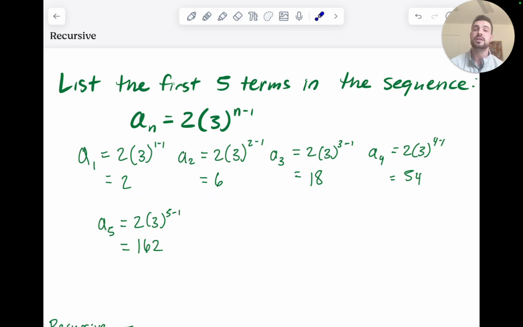Now, if I asked you to list the terms, many of you would probably just tell me, okay, the first term is 2. The pattern is times 3. So 2 times 3 is 6. 6 times 3 is 18. 18 times 3 is 54. 54 times 3 is 162. What that tells us is our explicit formula is good for finding any term. It's not necessarily good for listing out terms.